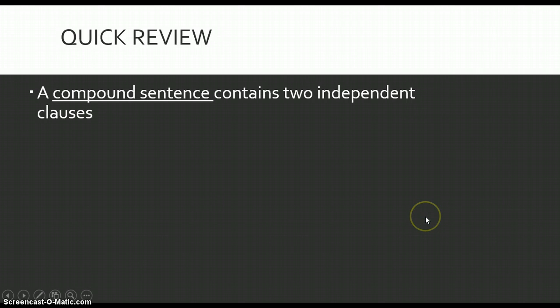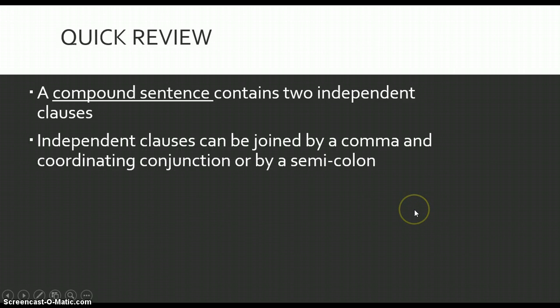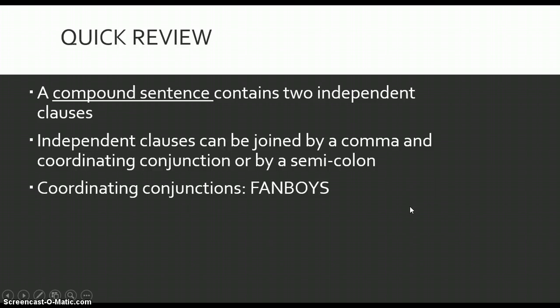So let's quickly review. A compound sentence contains two independent clauses. An independent clause can be joined by a comma and a coordinating conjunction, or by a semicolon. And we went over the different types of coordinating conjunctions by remembering the acronym FANBOYS. Students, I hope you have a better understanding of what a compound sentence is, and we can start using them in our own writing and combining them with simple sentences so that our writing has a variety of sentence types.